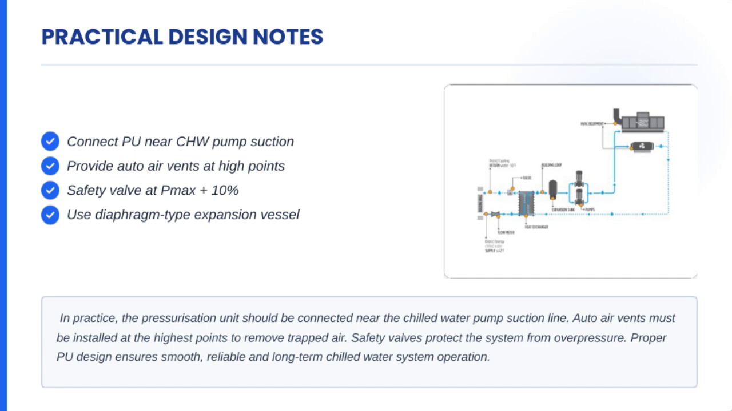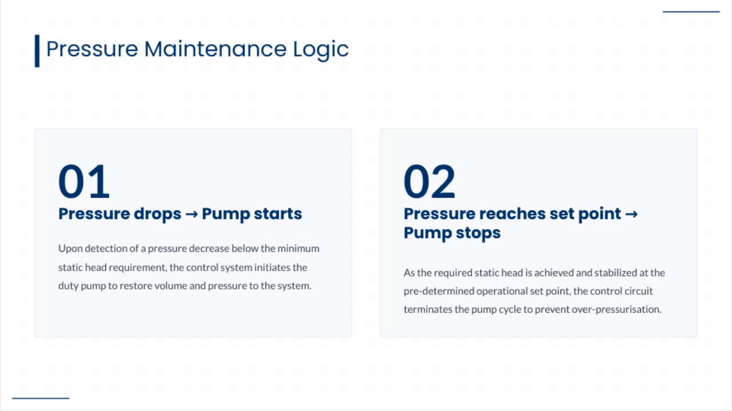These practical design considerations are key to achieving optimal performance and system longevity. Now, let's take a closer look at the pressure maintenance logic. Essentially, once the system reaches the required static head and it's stabilized at our predetermined set point, the control circuit will then shut off the pump cycle. This is a crucial step to prevent overpressurization, which can cause damage or inefficiency. So, when the pressure hits our set point, the pump stops, ensuring we maintain optimal pressure without risking system integrity.